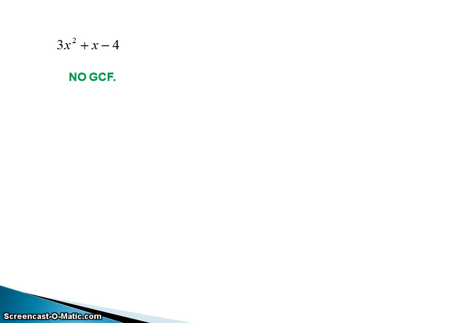But in this case, there is no number or expression that divides into 3x squared and x and negative 4. So there is no greatest common factor. We still have to consider it, though, just in case. So we can proceed right to step 2, which is to multiply a times c. So I'm going to multiply 3 times negative 4, and I end up with negative 12.